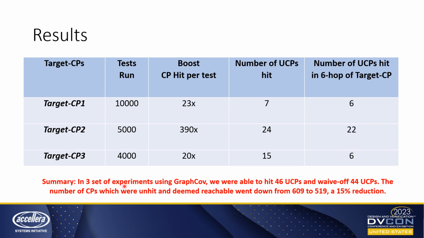Combining, we found that in 3 sets of experiments, we were able to hit 46 UCPs and waive off 44 UCPs, and the total number of UCPs at the end of the project went down from 609 to 519, which is a 15% reduction, by just running 3 sets of experiments with GraphCov.